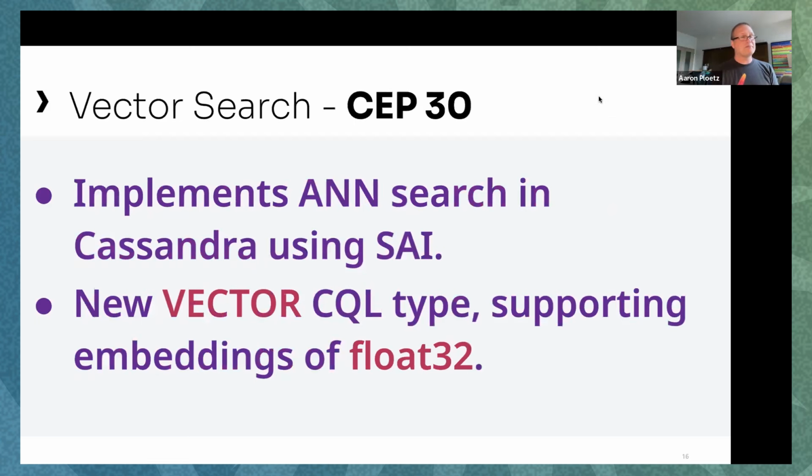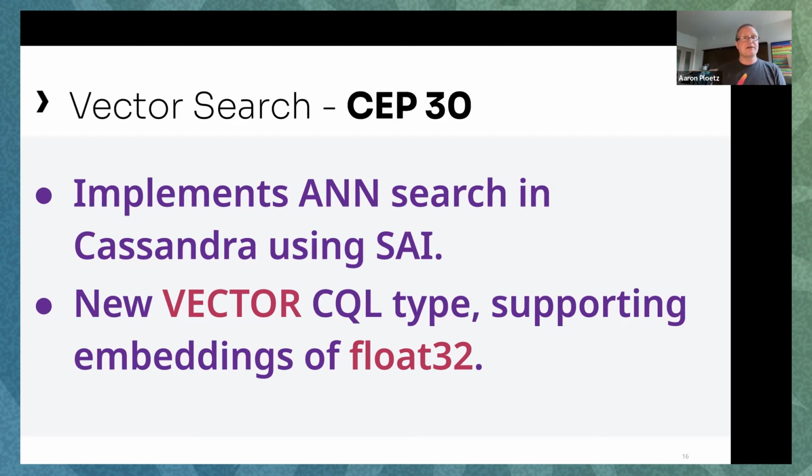So I'm sure that folks have been hearing a lot about this, because there's a lot of talk out there right now about vector search and what it does, what it brings to the table, what you can do with it. As far as using Cassandra as a backend for AI/ML based workloads, CEP-30 implements an approximate nearest neighbor search in Cassandra, again using that storage attached index, or SAI.